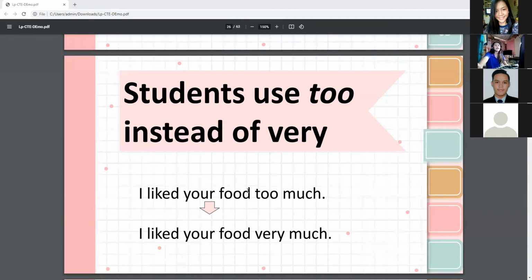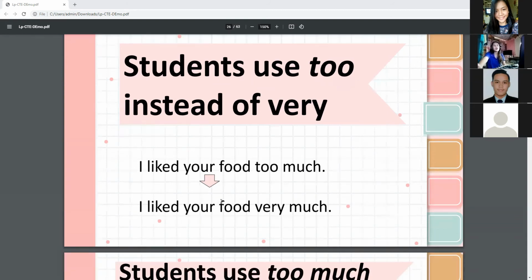I like your food very much. It should be, I like your food very much. Okay? So it means that you really like the food. Do you guys get it? Yes, ma'am. So use very instead of too. You must not use too, but very.